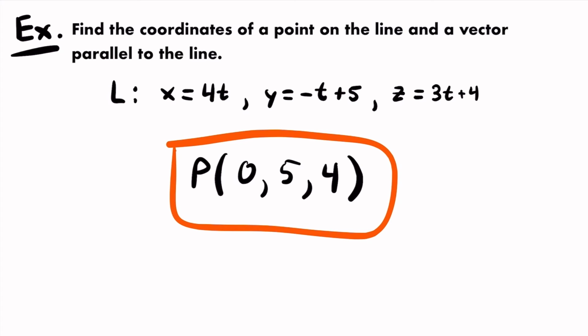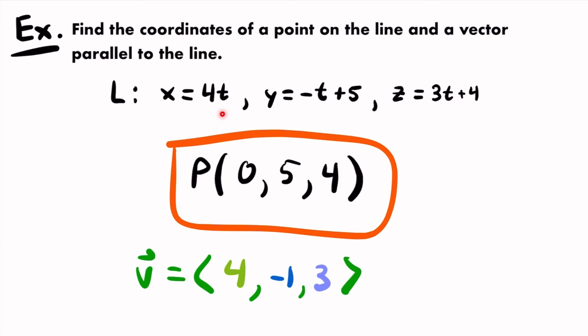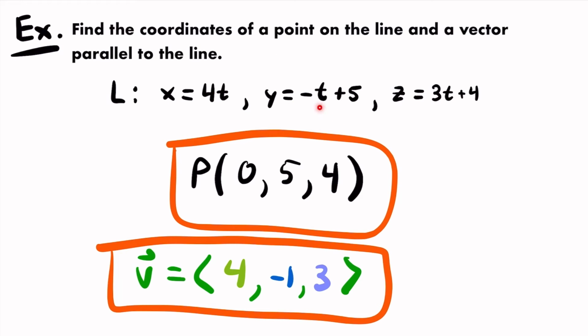And now for a vector parallel to this line, we just need to look at the coefficients of each of those terms with the parameter of t. So we will have that vector v is equal to the position vector with the components of 4, -1, 3, right? Those are the coefficients of that parameter t. We have 4, -1, and 3. That is a, b, and c, which we have identified from these parametric equations for this line. Okay, and so that would be a vector parallel to the line that we were given.